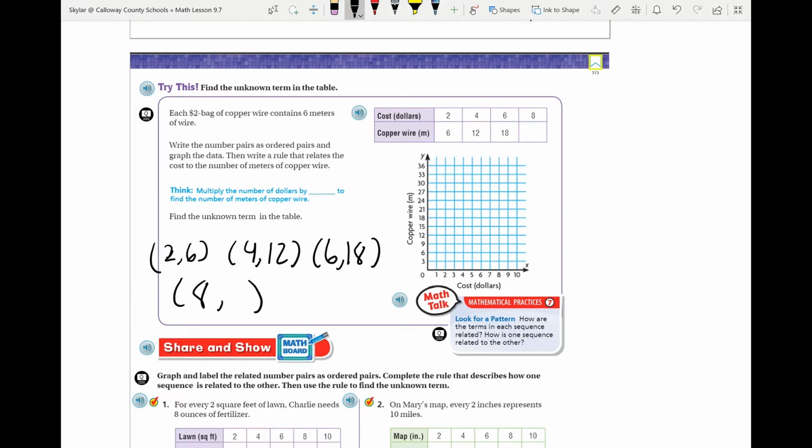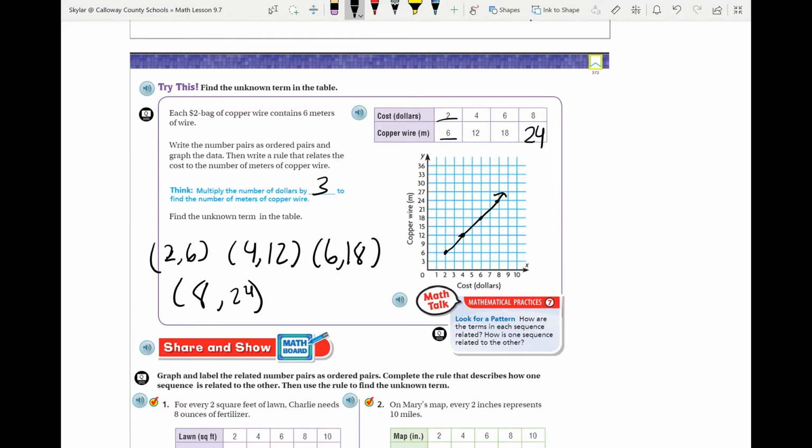Now we just need to see what the rule is. Well, what are we doing to our x-axis to get our y-axis? To get from a 2 to a 6, to get to a 4 to a 12, you have to multiply by 3. So, whenever you have 8, multiply that by 3, you get 24. So whenever we graph these out, 2, 6, 4, 12, 6, 18, and 8, 24. And yet again we see that we have a perfectly straight line. That line just goes on forever.